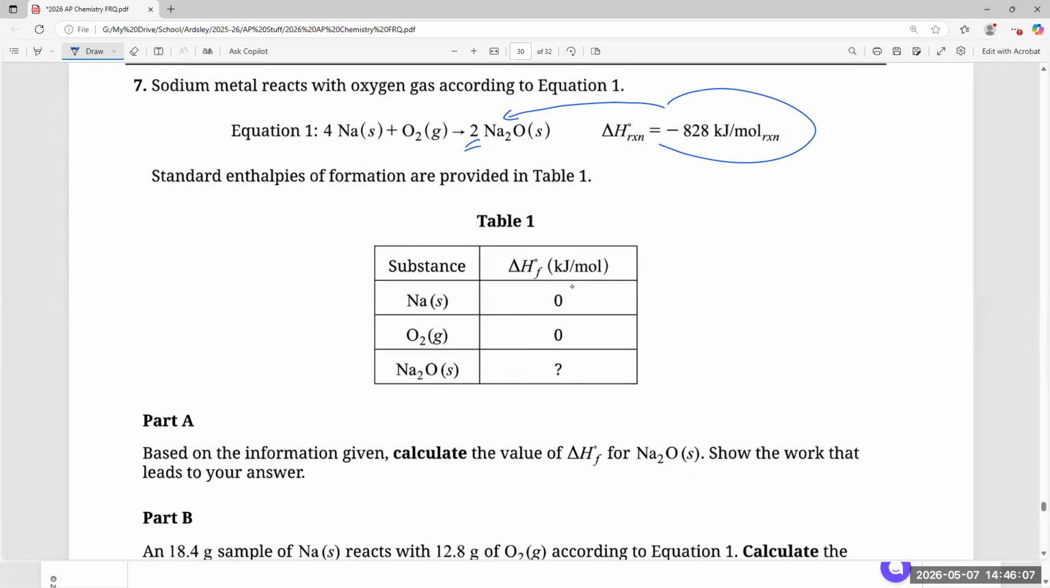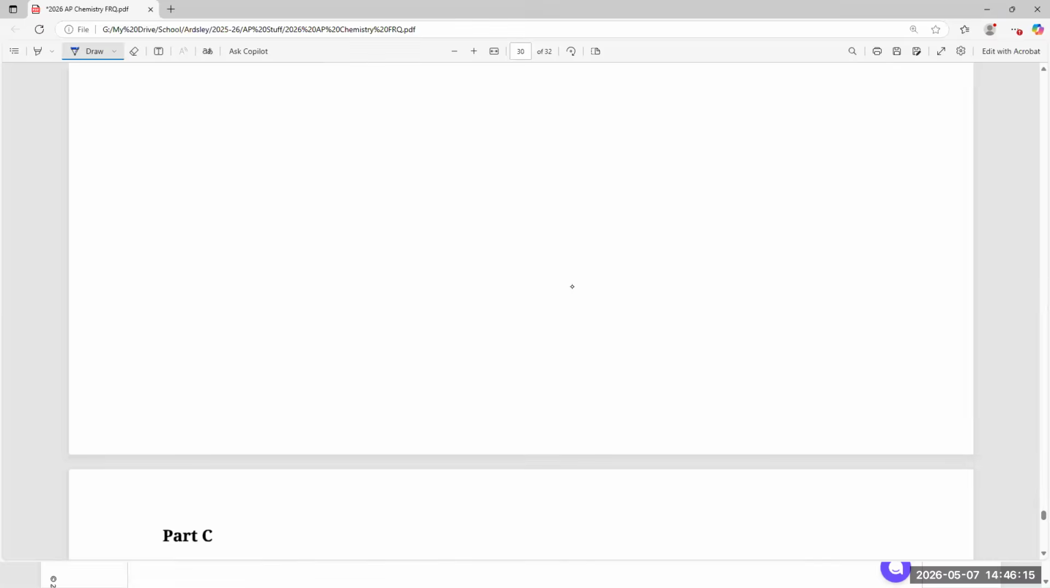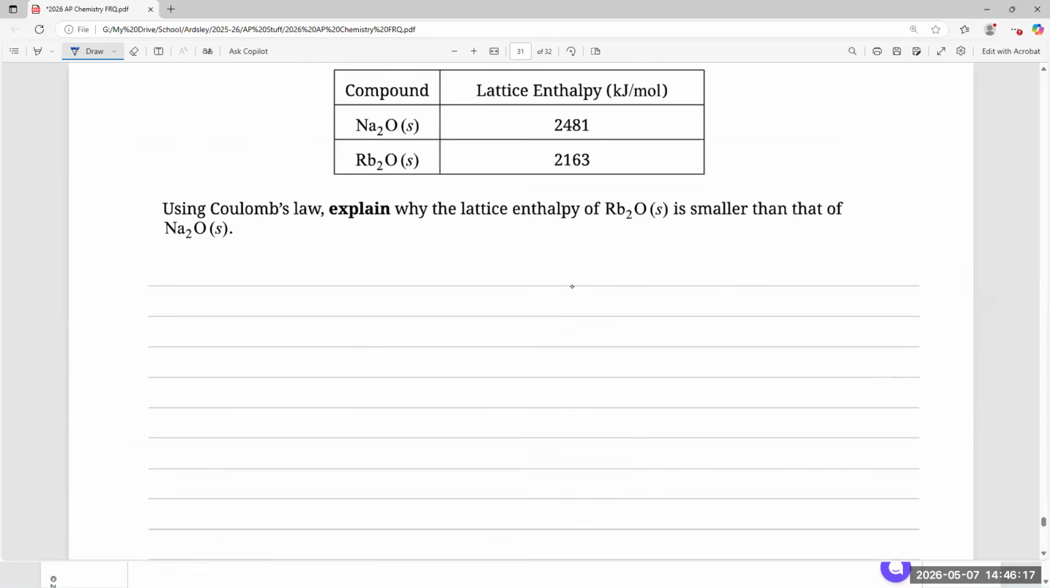It's just that every molar reaction is actually 2 moles of sodium oxide. So there we go. It's essentially stoichiometry, isn't it? So let's solve this. 7a, right? How do we solve it?